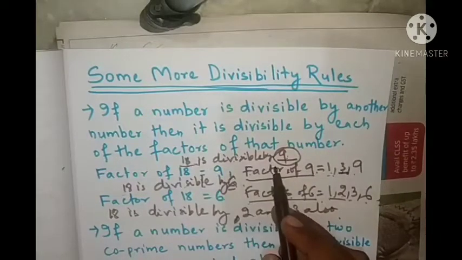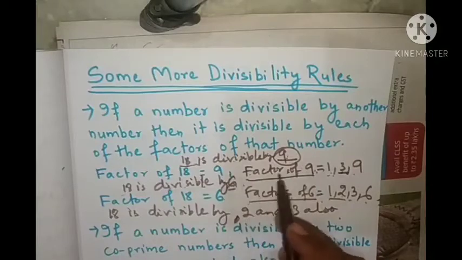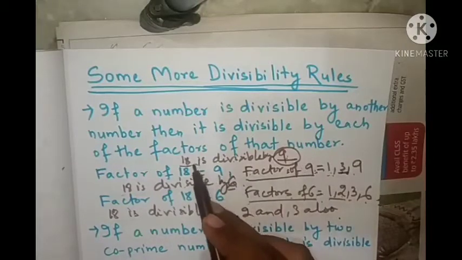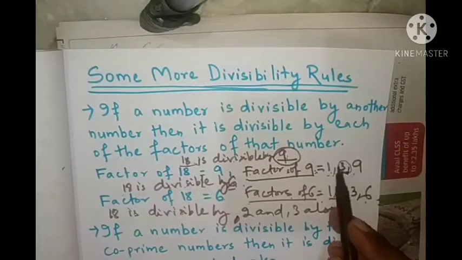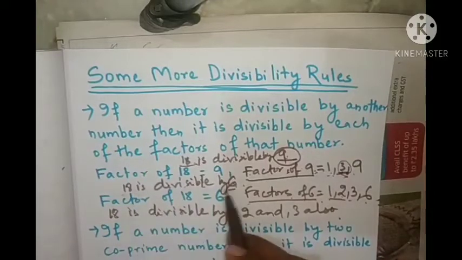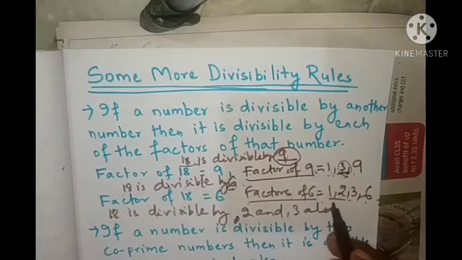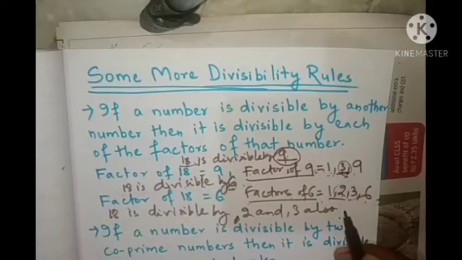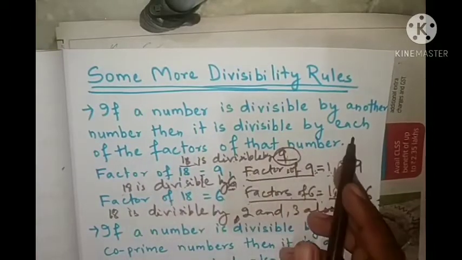18 is divisible by factors of 9. 18 is divisible by 9, so 3 is also divisible. 18 is divisible by 6, so 18 is divisible by 2 and 3. So this is about if a number is divisible by another number.